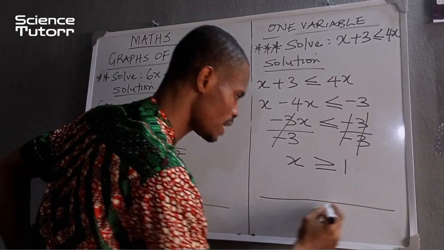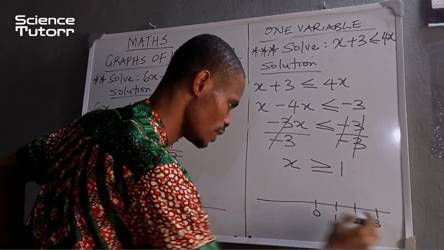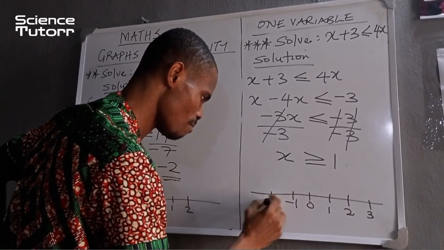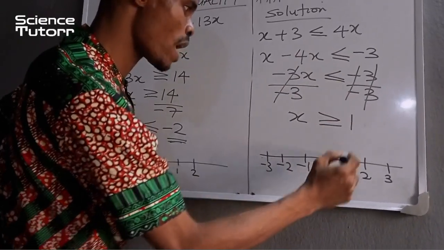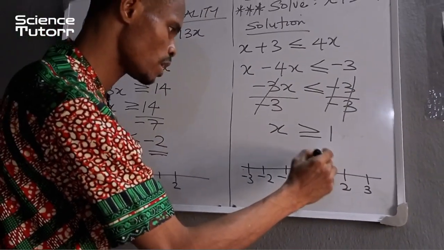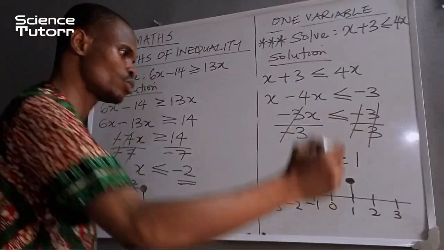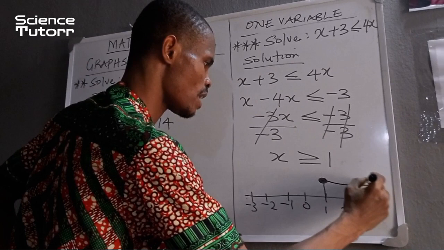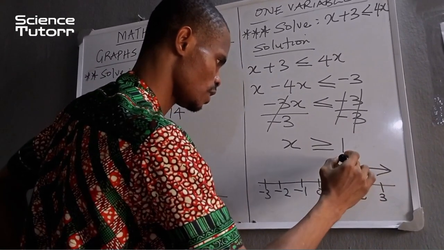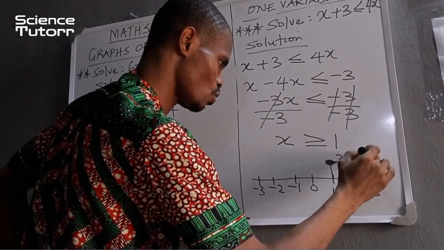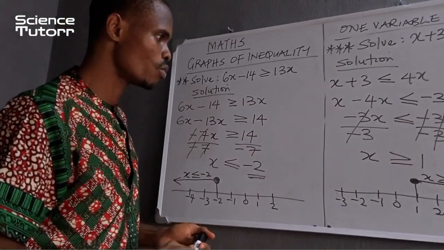So my number line will take this shape. This is 0, 1, 2, 3. On this side minus 1, minus 2, minus 3. So greater than or equal to 1, this is 1. I'm going to make my dot tick. So numbers that are greater than 1 move to the right hand side. So I have my arrow this way. So this is for x greater than or equal to 1. This is how the inequality will look.